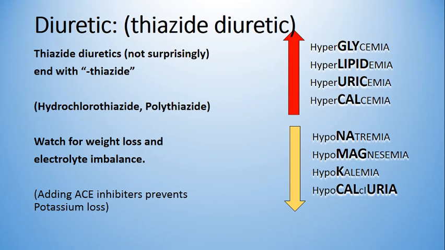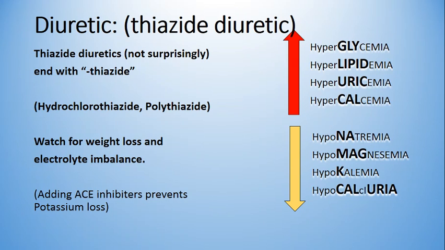Okay. Diuretics, the thiazide diuretics. Not surprisingly, end with thiazide. So this is its whole class, its name. Hydrochlorothiazide and polythiazide. Watch for weight loss and electrolyte imbalance. If you add an ACE inhibitor, because of how these thiazide diuretics work, it'll actually prevent potassium loss, where normally if you just gave the thiazide diuretic, you would get potassium loss like you would with Lasix.